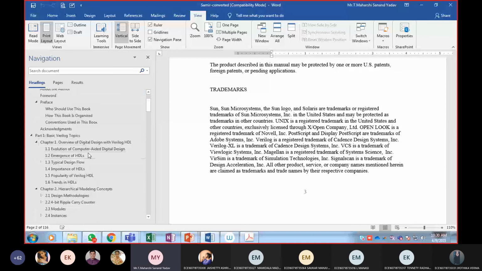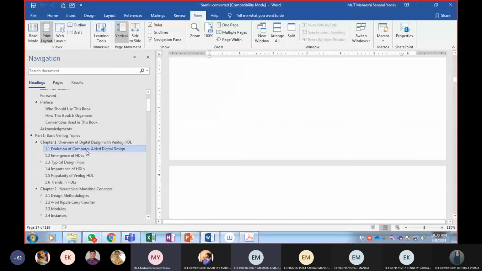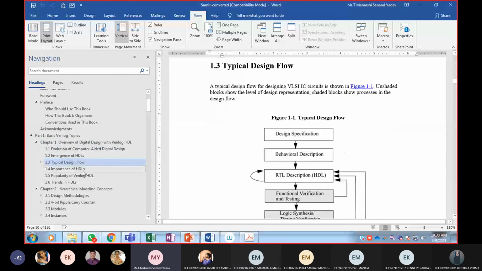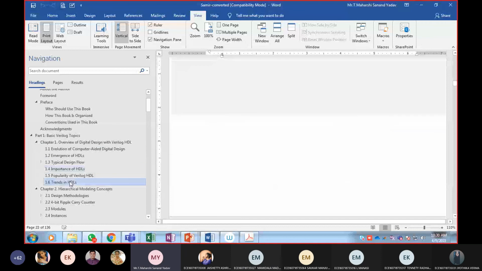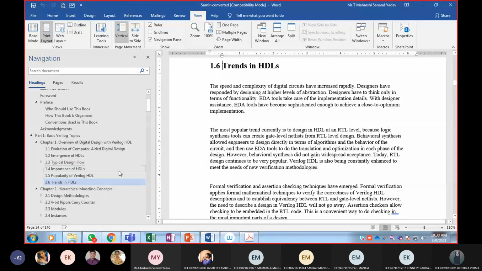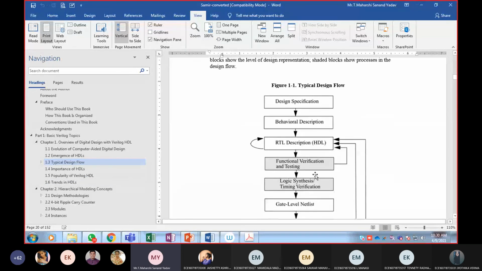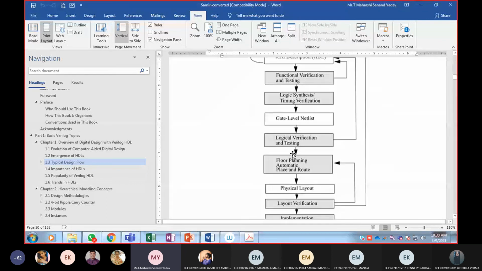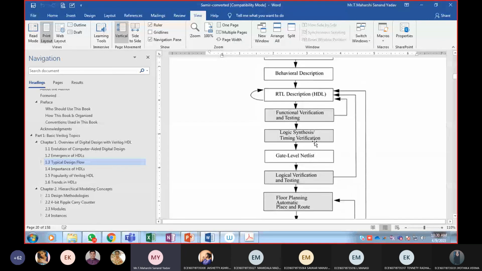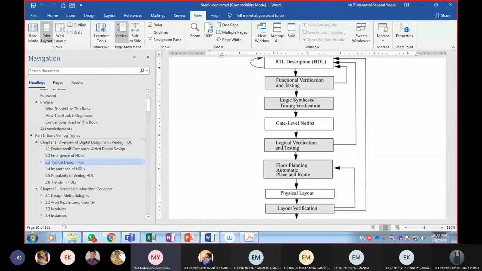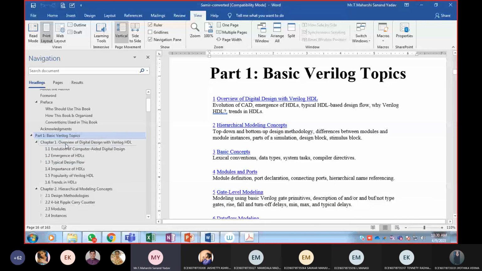Everyone, please go through chapter number 1. This is directly based on your syllabus. It is an overview of digital system design and its evolution, emergence, flow, importance, popularity and trend. Sometimes you might randomly get a question based on the typical design flow. In chapter 1 you will get a question on the typical design flow. He will ask you to describe each and every terminology which I have discussed already: verification, simulation, synthesis. So better you go through chapter 1.